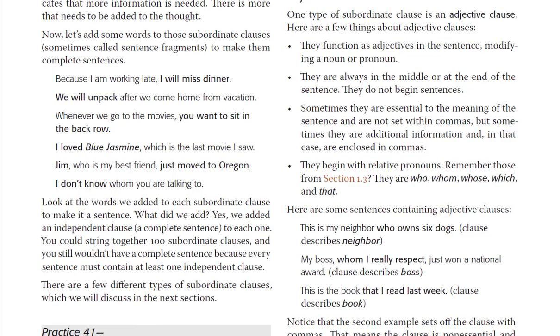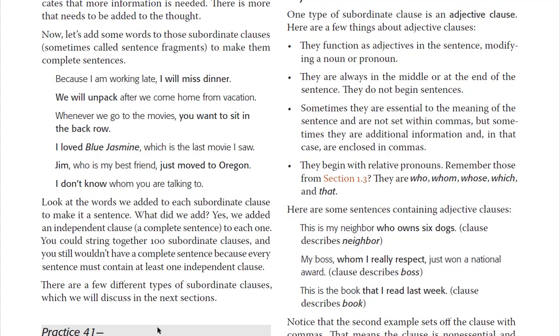So look at the words we added to each subordinate clause to make it a sentence. What did we add? Yes, we added an independent clause to each one. You could string together 100 subordinate clauses, and you would still not get a complete sentence, because every sentence must contain at least one independent clause.